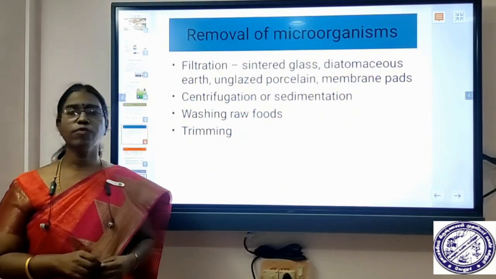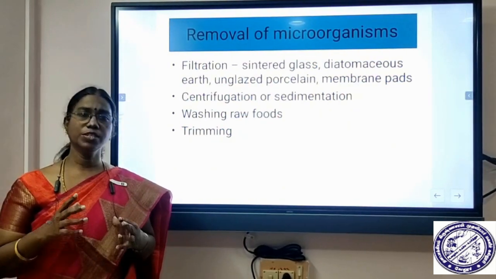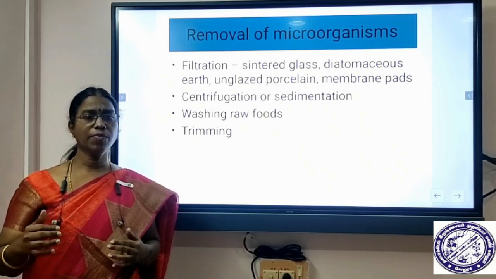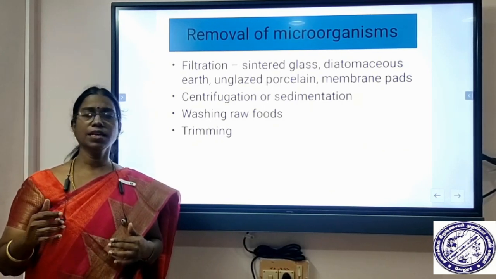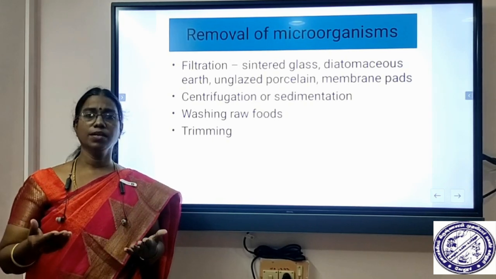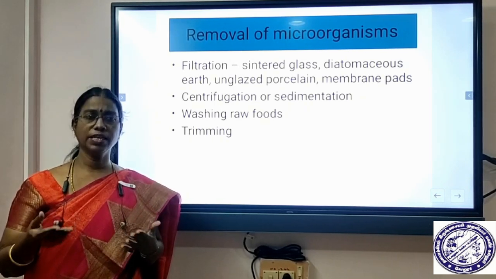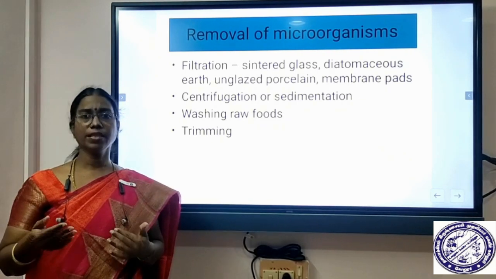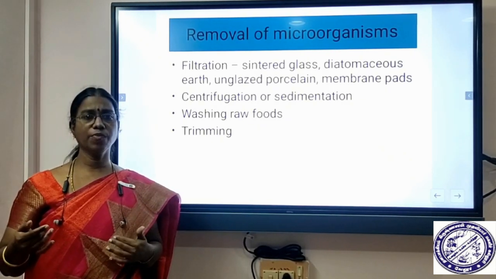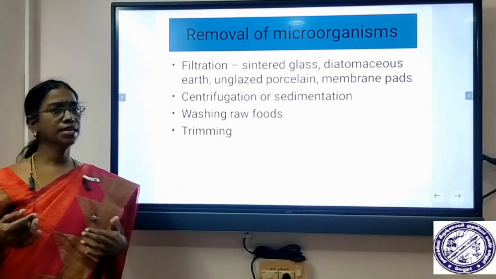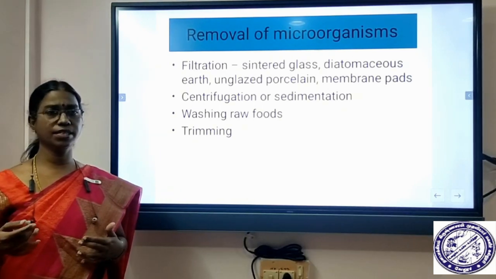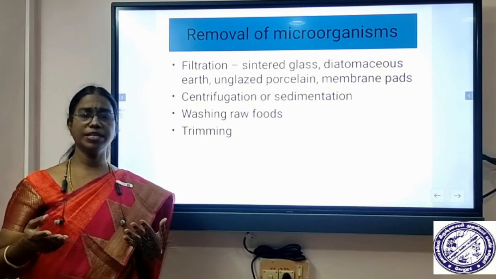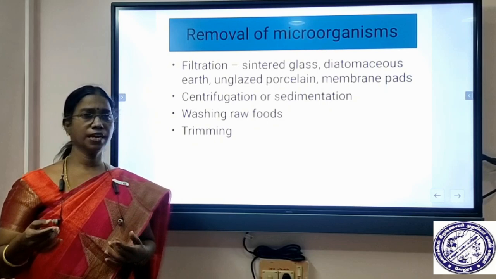Next one is the removal of microorganisms. Suppose it is known that the food contains microorganisms, that can be removed by different methods. That is, in case it is a liquid food like milk, beverages, etc., the microorganisms can be removed by either filtration, centrifugation, sedimentation, etc. So you might be knowing all these things, that is, what is sedimentation, centrifugation, like that.